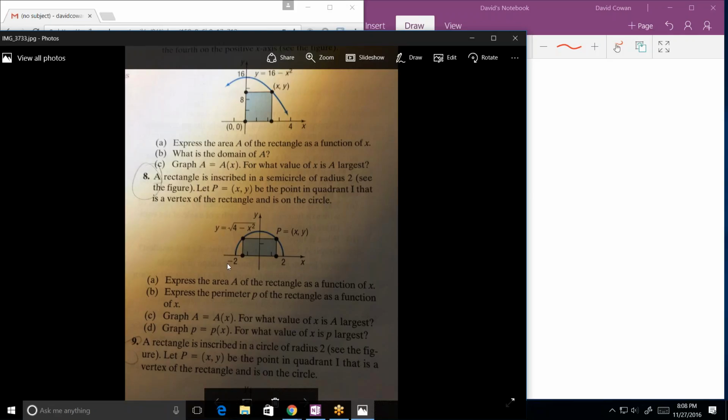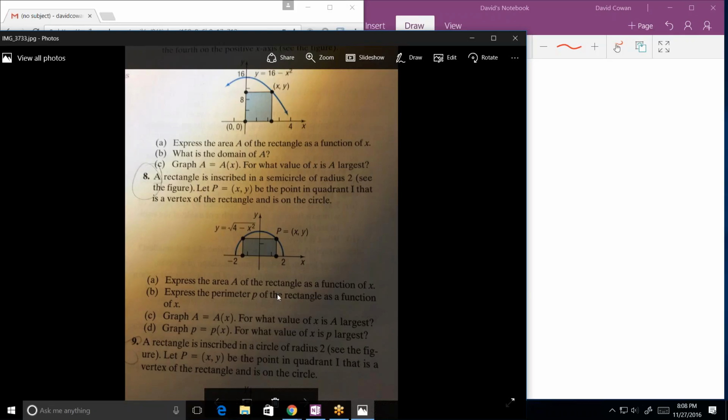The blue semicircle that you see there is expressed by that function right there, y equals square root of 4 minus x squared. If we're trying to figure out the area of that rectangle that can be inscribed in the semicircle, express the area of the rectangle as a function of x.